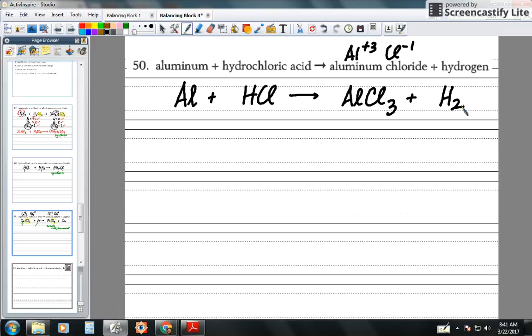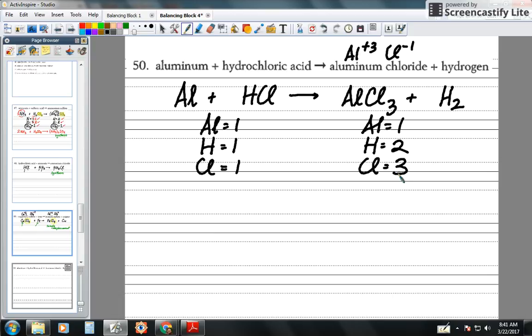Let's start counting. Aluminum on this side, 1. Aluminum on this side, 1. Hydrogen on the left side, 1. Hydrogen on the right side, there are 2. Chlorine on the left side, 1. And chlorine on the right side, there are 3.